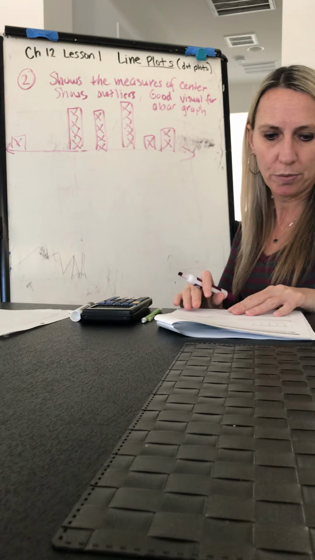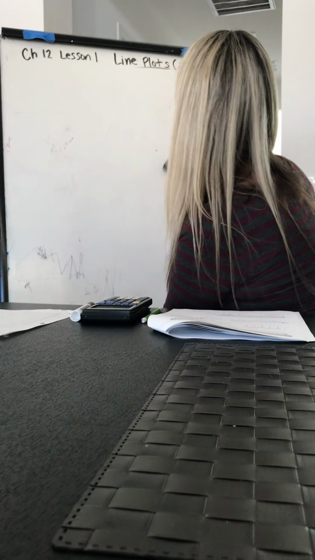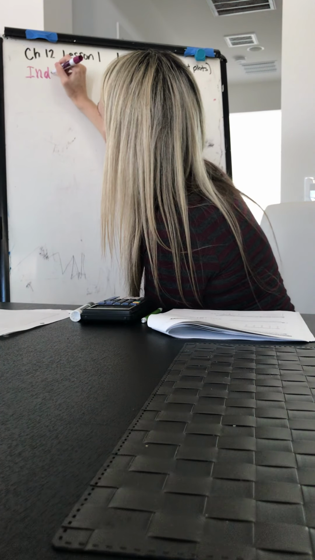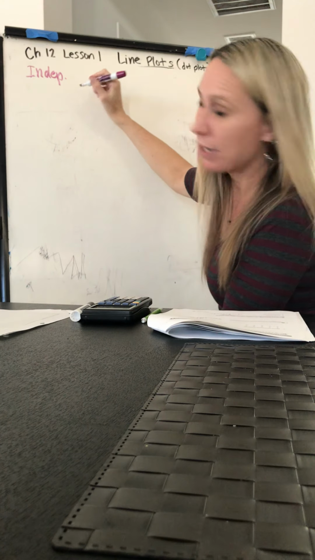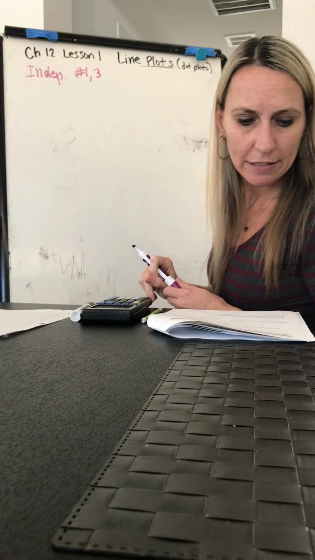So we're going to go to the independent practice. Okay, so for the independent, we're going to do 1 and 3. Okay, so it says number 1. The directions say make a line plot for each set of data. Find the mean, the median, mode, range. Oh, it doesn't ask you to find the mean. Just the median and mode, range, and any outliers. Okay.